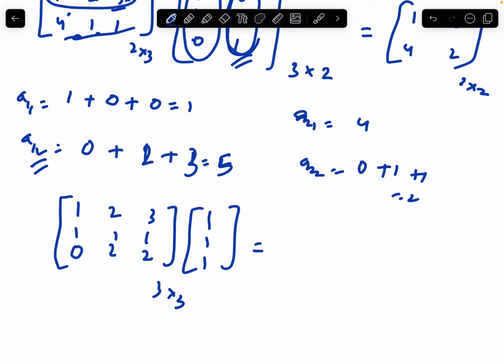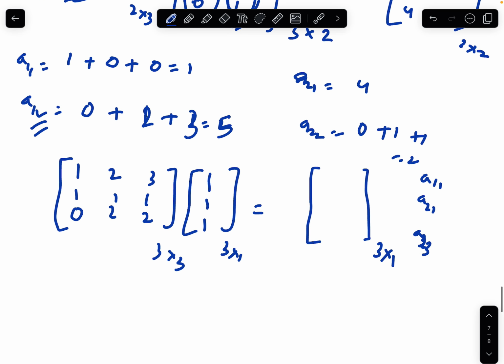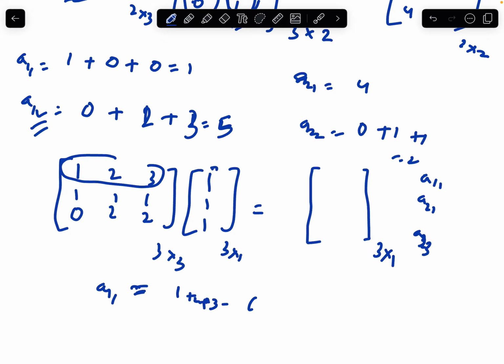This is 3 by 3. This is 3 by 1. So we should get 3 by 1 here. And what kind of entries does it have? It has A11, A21, A31. Let's write A11. What will be A11? It is the first row, first column, and multiply pointwise. You get 1 plus 2 plus 3. This is 6.